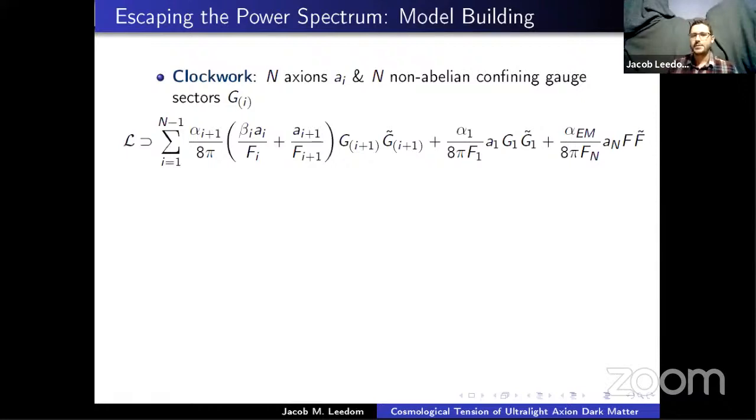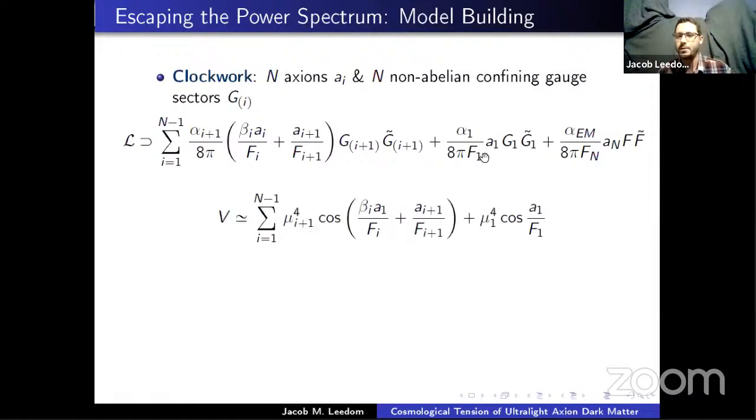So finally, I'll discuss a clockwork setup. Here we're introducing n axions and then n non-abelian confining gauge sectors. So somewhat similar to the previous slide, but we're not introducing any kind of discrete symmetry. We've got a somewhat peculiar structure here with a sum of the various axion fields, and we introduce a coupling constant beta. And then we also distinguish A1 and AN. A1 is the only axion that couples to G1, G1 tilde, and then AN is the only axion that couples to photons. And so here we'll go back to our simple cosine potential since we don't run into any trouble with just getting zero.